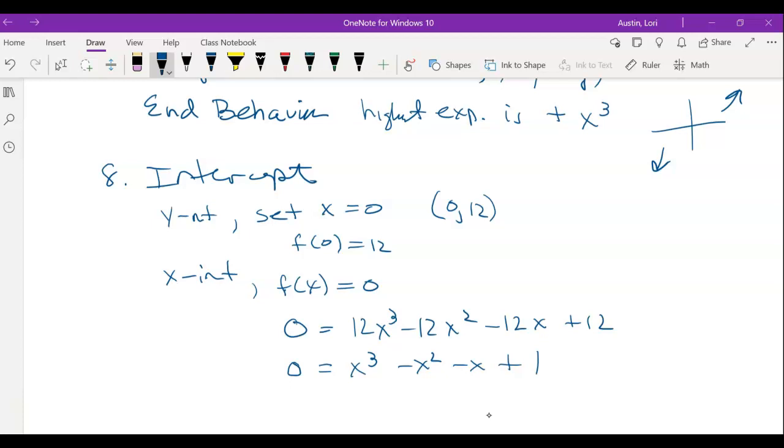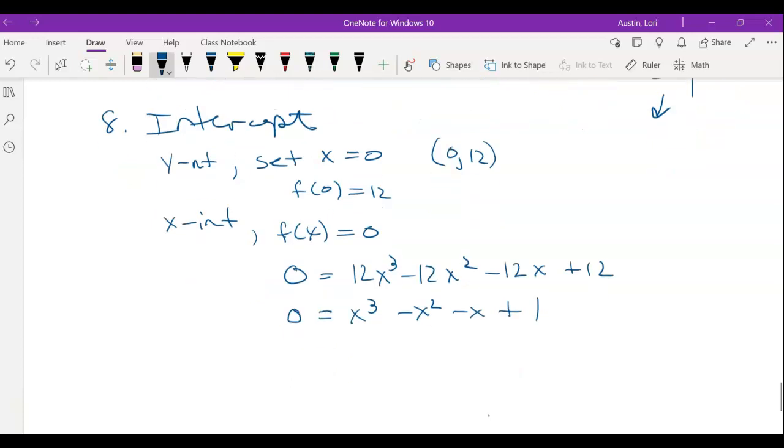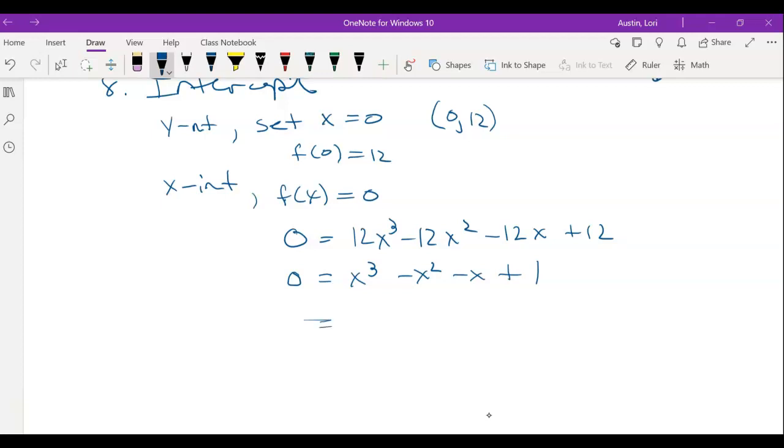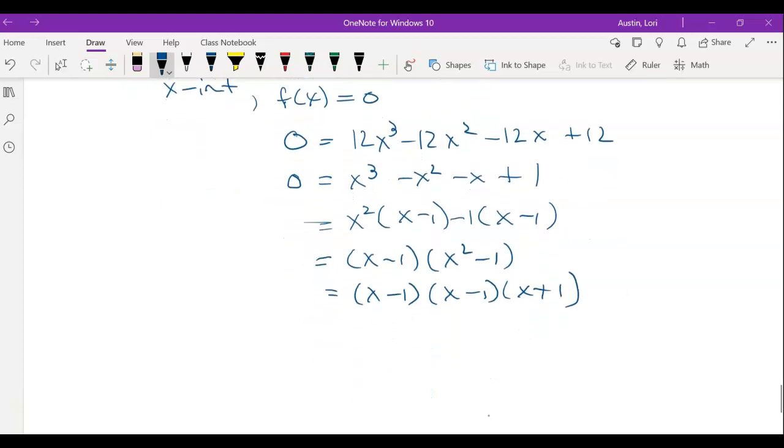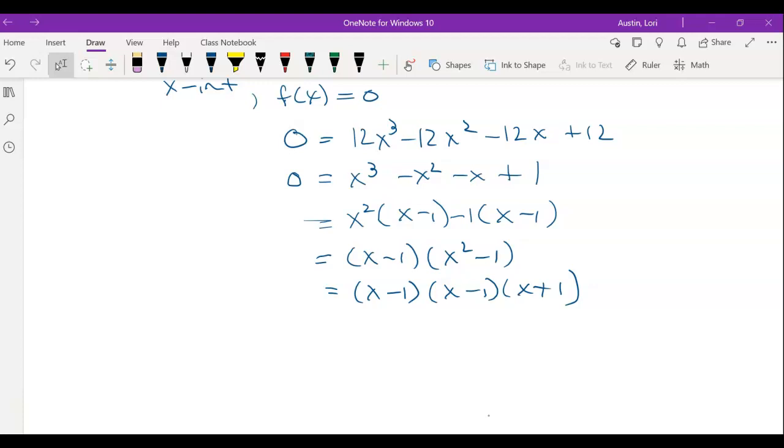So you can try factoring by grouping. Let's see if that works. That would be x squared times (x minus 1), take out a minus 1. This is just factor by grouping. It works. So we have (x minus 1)(x squared minus 1), which is (x minus 1)(x minus 1)(x plus 1). Just factor it. This again goes back to pre-calculus. You've got to be able to find your zeros of a function. And what are my zeros?